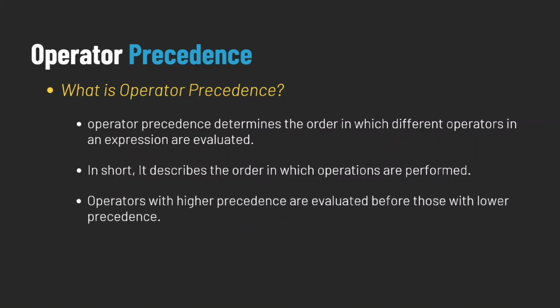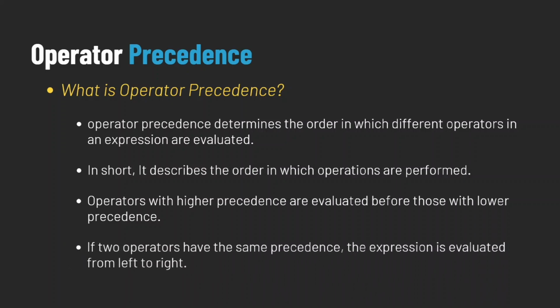Operators with higher precedence are evaluated before those with lower precedence, which means each operator in Python has a level of importance. Operators with higher precedence get to go first. For example, multiplication has higher precedence than addition, which means the multiplication happens before addition. If two operators have the same precedence, the expression is evaluated from left to right, which means when two operators have the same level of importance, Python needs another rule to decide which one to do first. In these cases, Python simply works from left to right, just like how we read.